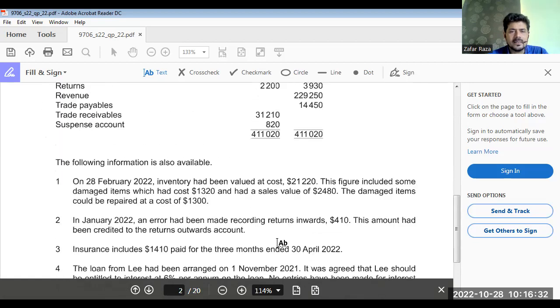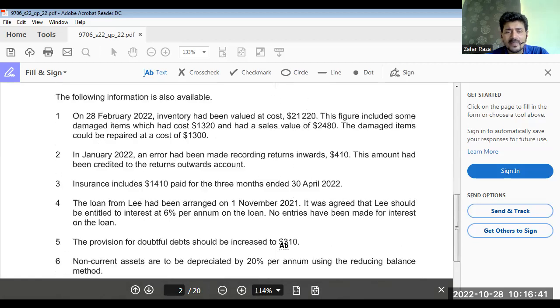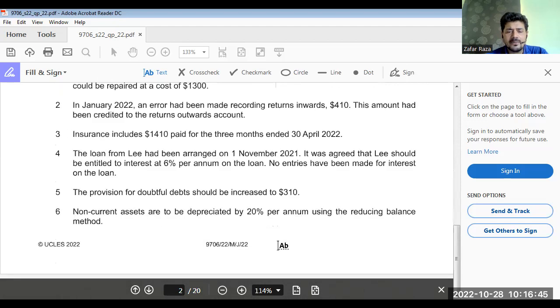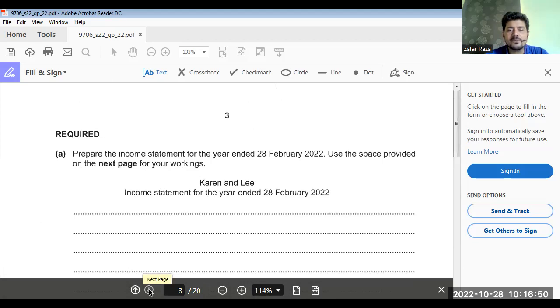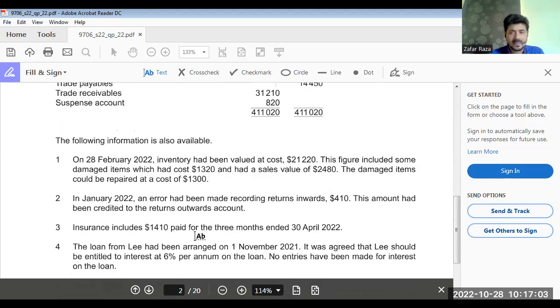Now, the first question. Karen and Leah are in partnership sharing profit and losses in the ratio 2:3, and the balances are given on 28th February 2022. The thing is, in this question, we are required to prepare the income statement for the year ended 28th February 2022. Use the space provided on the next page for your working. So the first and most important thing today is to see the adjustments.